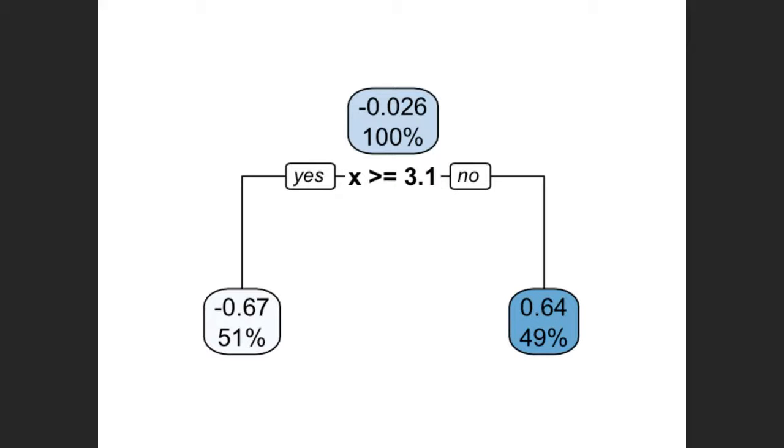There we go. Okay, so what's going on here? What do the numbers mean in this? So the first node where it says 100%, what that's saying is we have 100% of the data, all 50 data points that we generated. And what the negative 0.026 means is that's the average y value of those 50 data points.